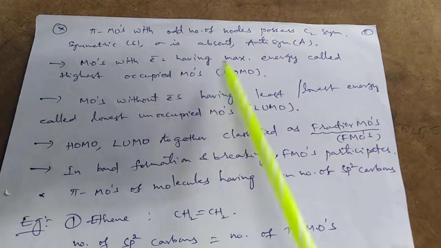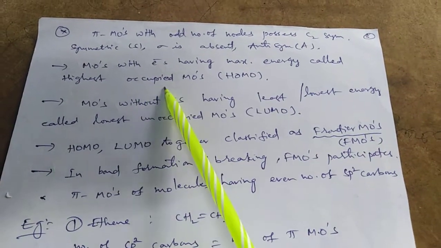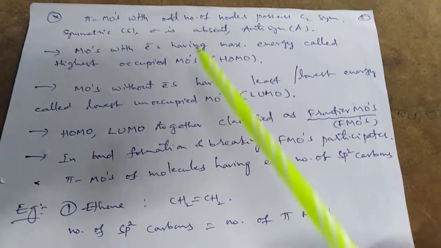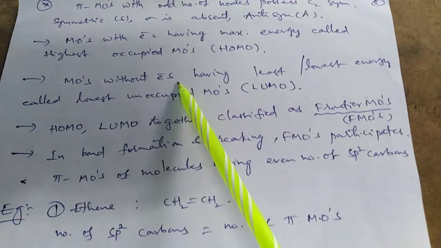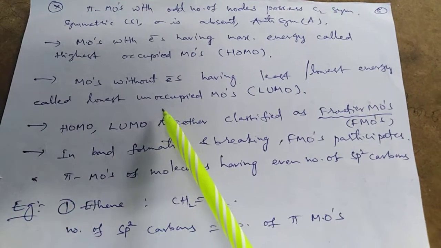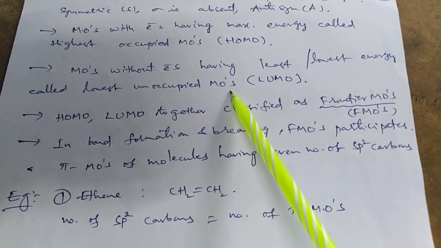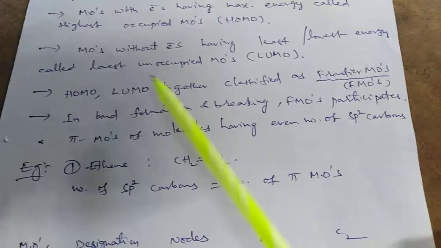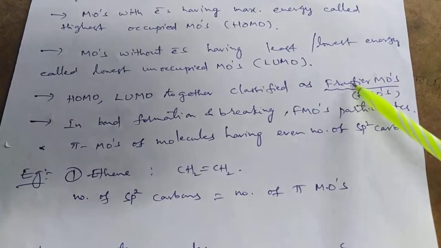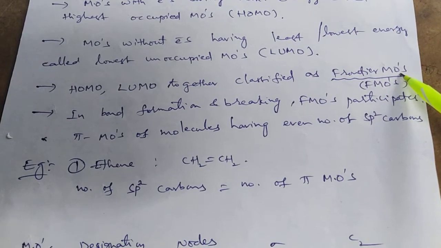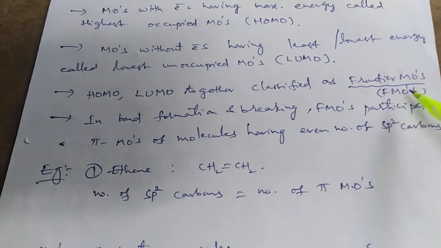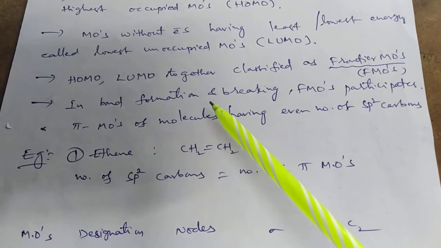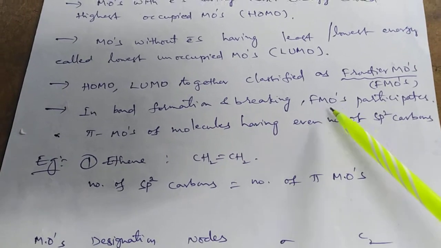The next point: the molecular orbital with electrons having maximum energy is called the highest occupied molecular orbital, denoted by HOMO. The molecular orbital without electrons having the least energy is called the lowest unoccupied molecular orbital, denoted by LUMO. HOMO and LUMO together are classified as frontier molecular orbitals, simply denoted as FMOs. In bond formation and breaking, FMOs participate.